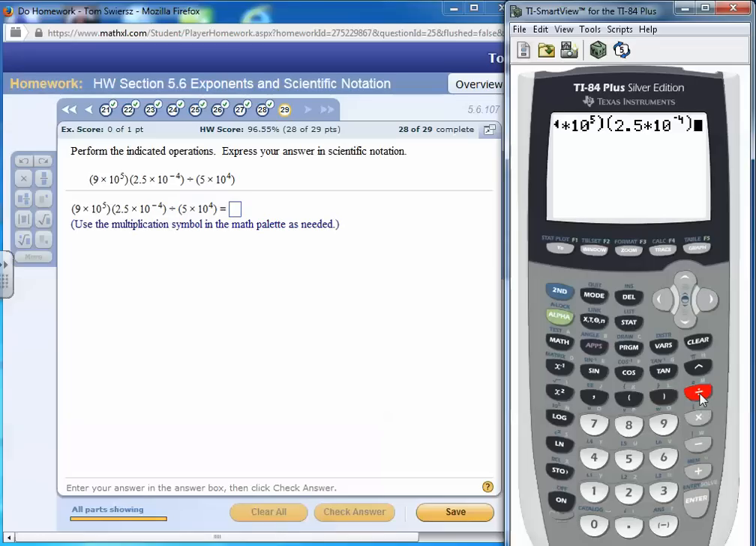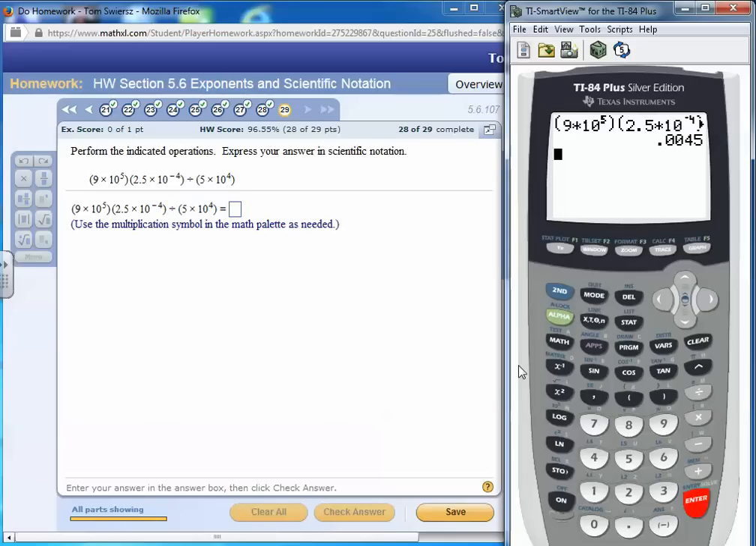So we need a division, and then we need 5 times 10 to the 4th power. Get out of the exponent with a right arrow, and then a right paren, and we have our answer, 0.0045. Express your answer in scientific notation.